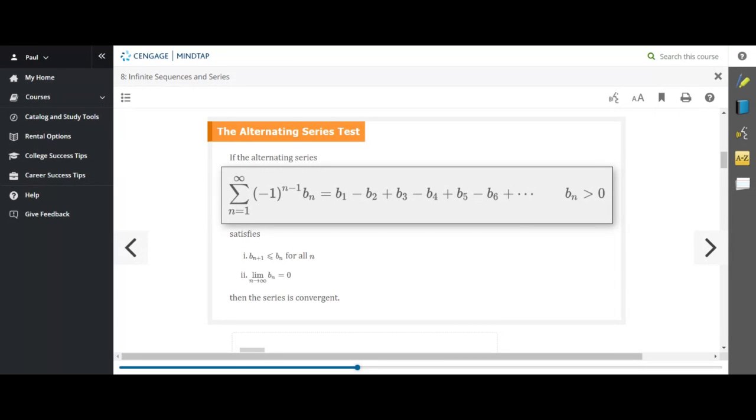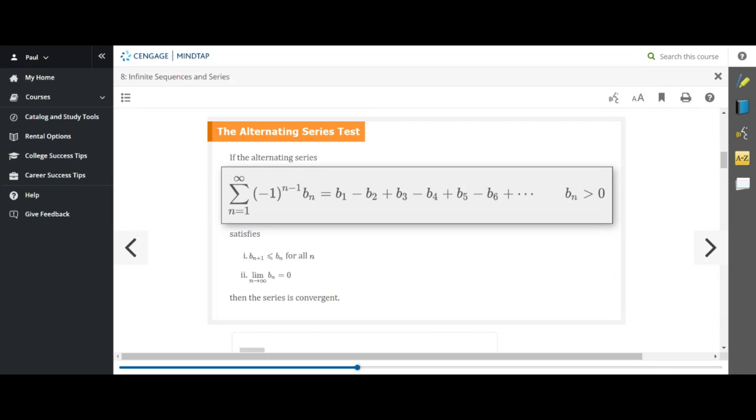But the terms of the series are decreasing, and the second condition is that the terms of the series approach zero. So, a harmonic series satisfies both of these conditions, but the harmonic series is not an alternating series. But the alternating harmonic series satisfies both of those conditions, and that's why that series converges.